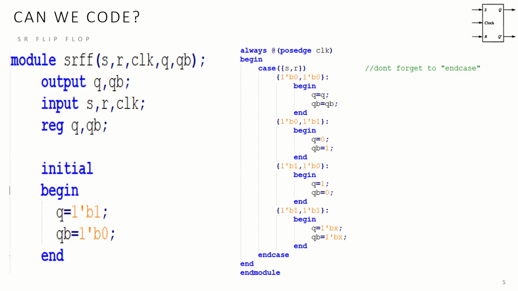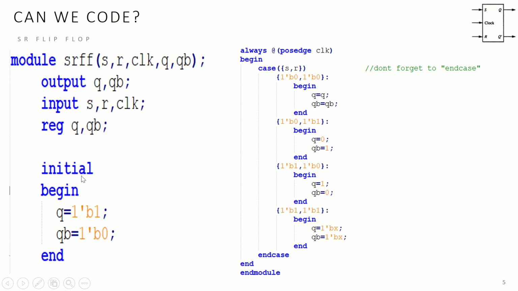This is a very simple code that we have written here, and it gives us a very nice output with which we can realize how exactly an SR flip-flop works. I've created a module and its name is SRFF. It has S, R, clock, Q and Q bar. S, R and clock are inputs; Q and Q bar are outputs. I need the output to be stored, so I use reg Q and Q bar.